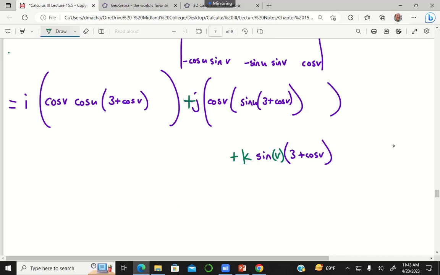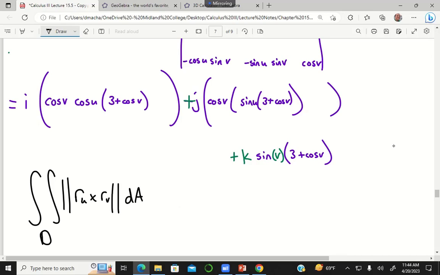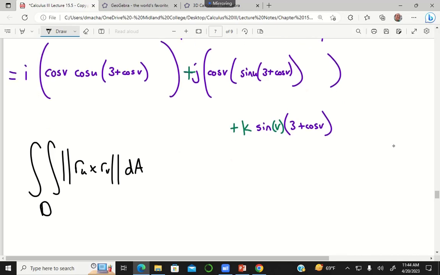Okay, so just to remind what we're doing, this is the double integral over the domain of the norm of this particular vector. And this vector is r_u cross r_v. That means I'm going to write out this vector in column form, and then think about what it would look like to take the norm of it, because the norm of this vector is going to be my integrand in that equation.